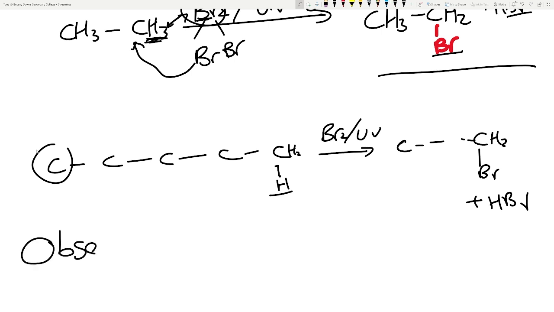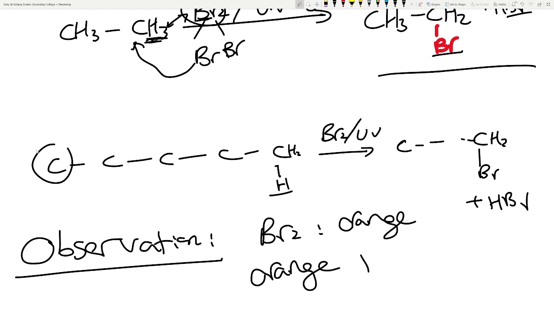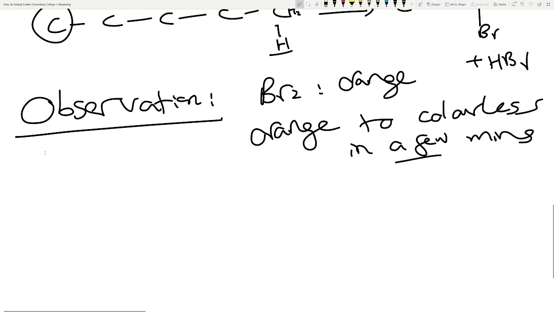Now, the important observation here is linked here. Bromine water is orange. Okay, and you go from orange to colorless in a few minutes. Okay, like 5 to 6 minutes. Okay, because what's orange? So the Br2 is orange.